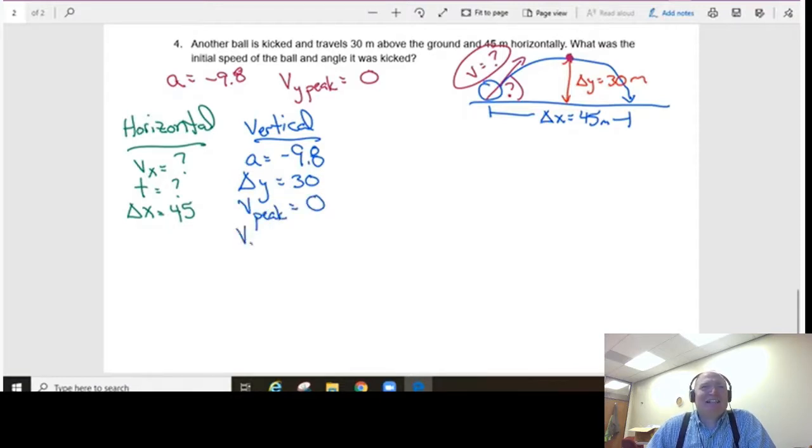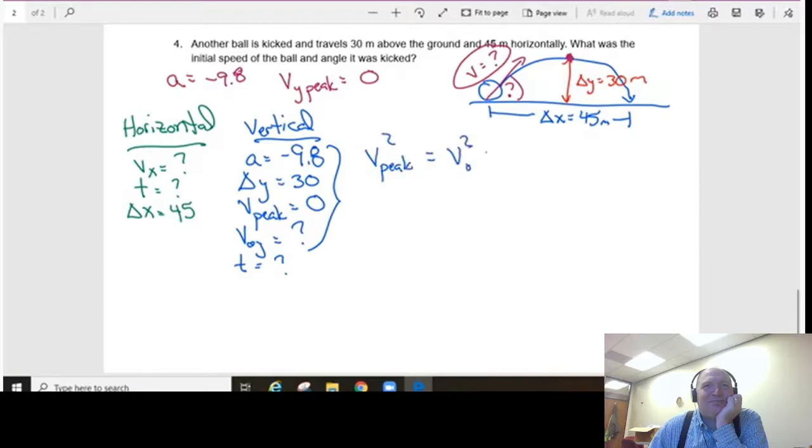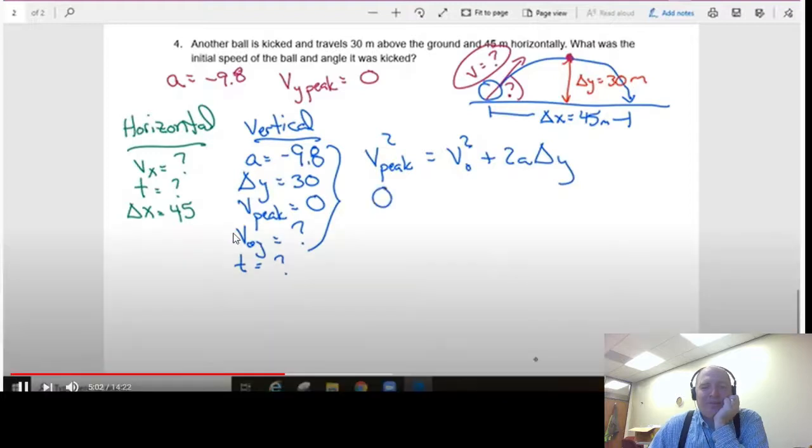Well, I want to know my initial velocity in the y direction, because that will get me my vectors that I need. And I also want to know what the time is, because the time I can plug into here to find this x velocity. Okay, so, awesome. But I think I have enough information with this to say, oh, I'm sorry, v squared at the peak is equal to v naught squared plus 2a delta y. Yes, okay, so my velocity is 0.